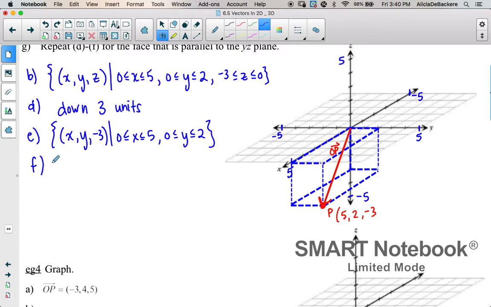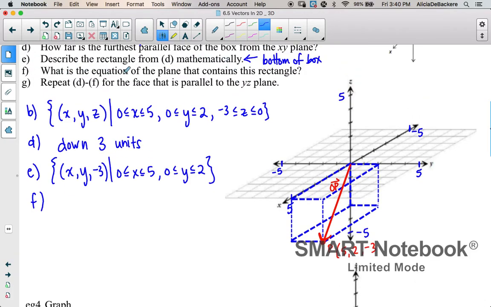All right, part F. Part F asks, what is the equation of the plane that contains this rectangle? Well, if I imagine this rectangle turning into a plane, that means the rectangle is going to spread out infinitely, forward, backward, left, and right, for eternity. There's only one rule for the points on that entire plane, and the rule is that the z number has to be equal to -3.